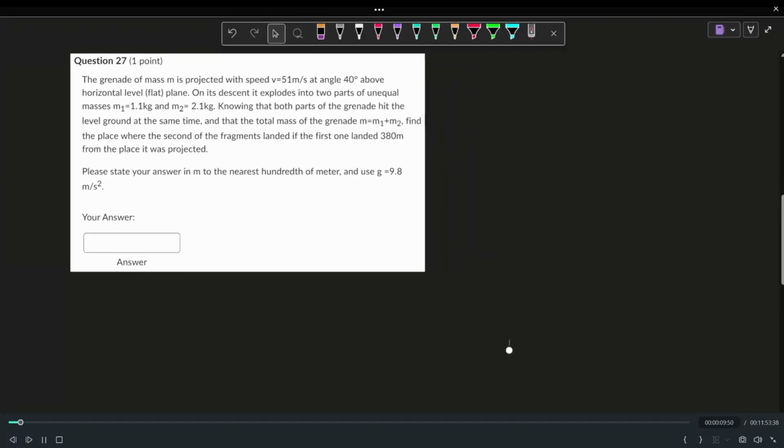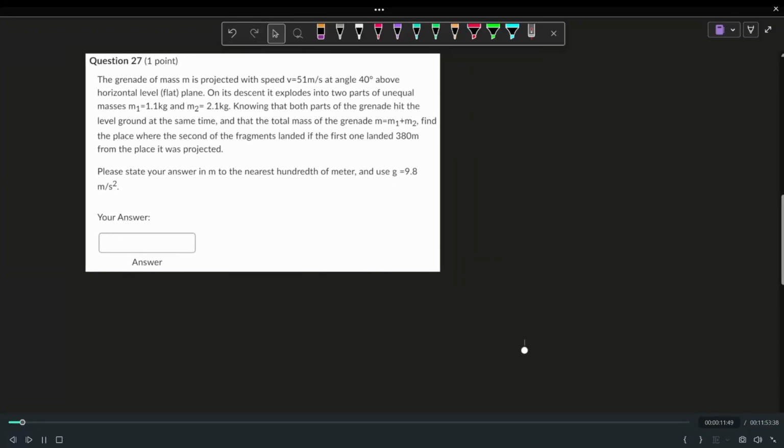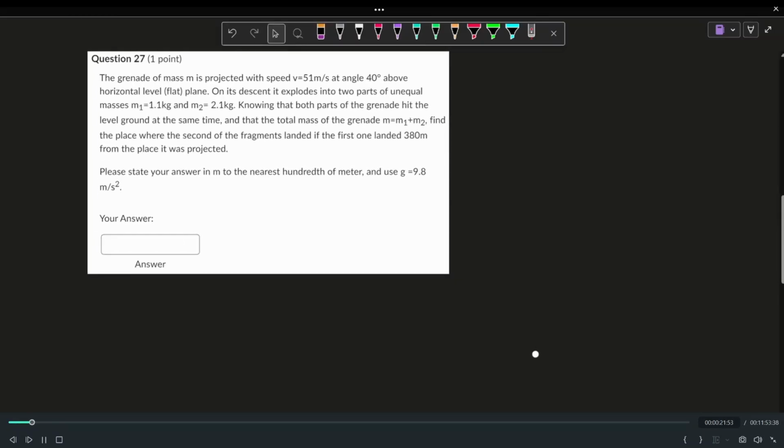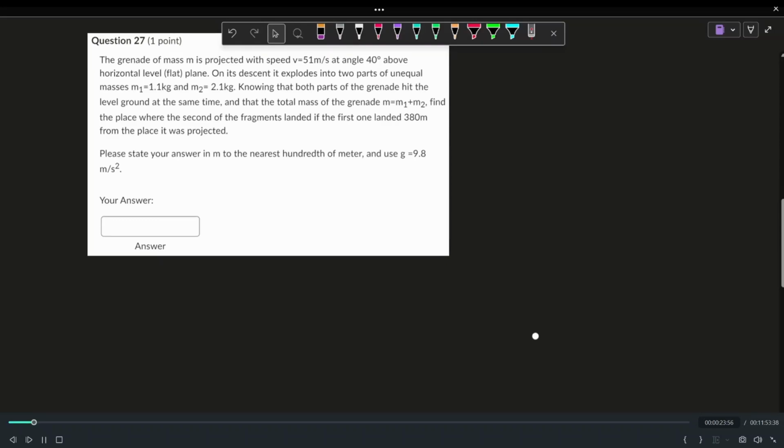So for this problem, we'll begin by reading the problem. We have a grenade that has a mass m that is projected or thrown at a speed of 51 meters per second and an angle of 40 degrees above the horizontal. Now on its descent, it explodes into two parts of unequal masses.